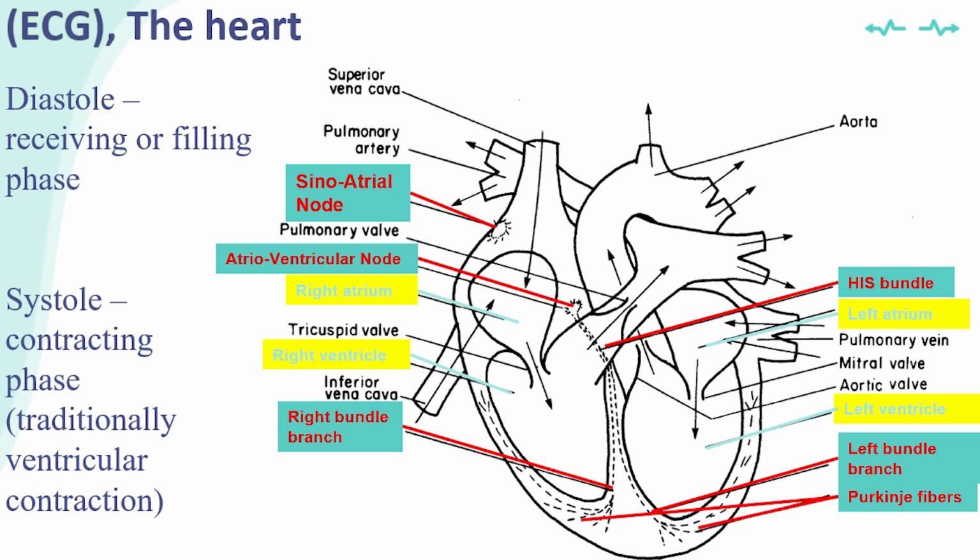Now, the rate at which the SA node fires varies from 60 to 100 beats every minute, and this is actually pretty high. So, what the nervous system does is it uses the vagus nerve to decrease the rate at which the heart contracts. We will see what that means and how that works in just a moment.